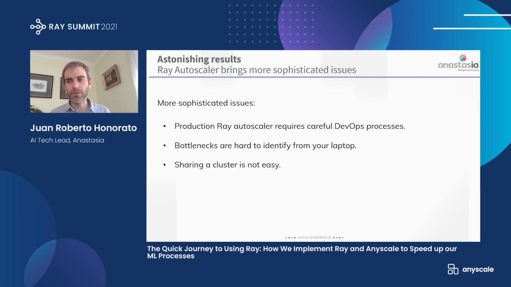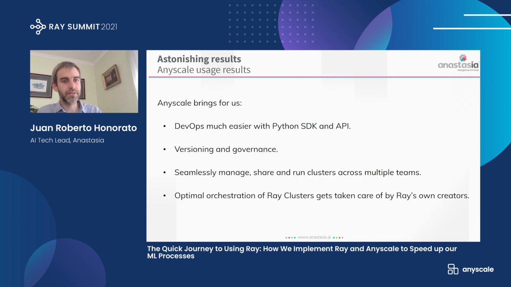Then also, sharing a cluster is not easy to do when you're working on a team, for example. So that brings us to Anyscale. Anyscale makes it extremely easy from the DevOps side, because you have at your disposal a Python SDK and an API. Then you've got the versioning and the governance taken care of. So you have visibility into who did what and when. Then you can seamlessly manage, share, and run those clusters across multiple teams.